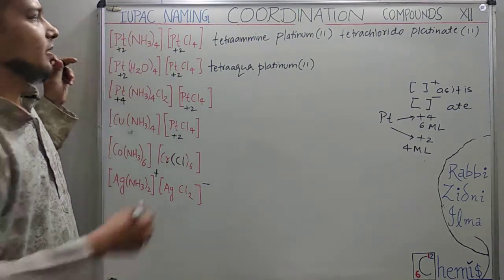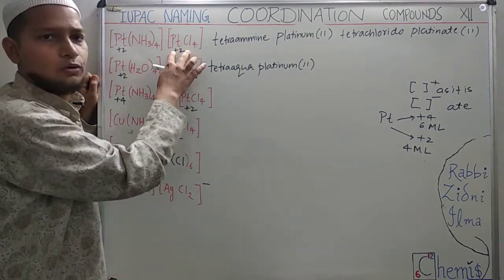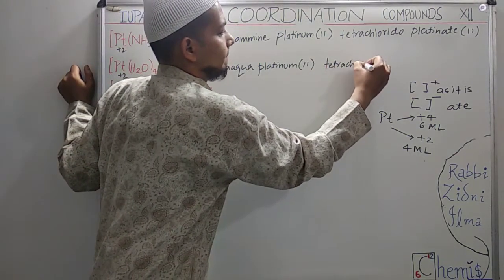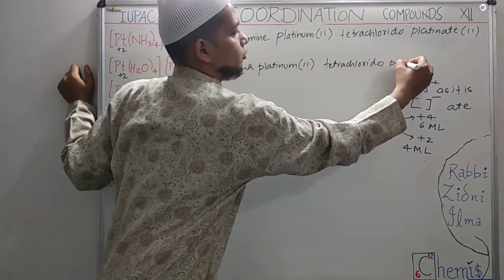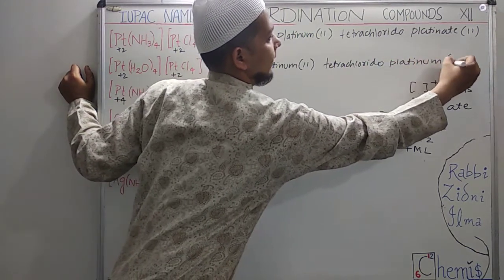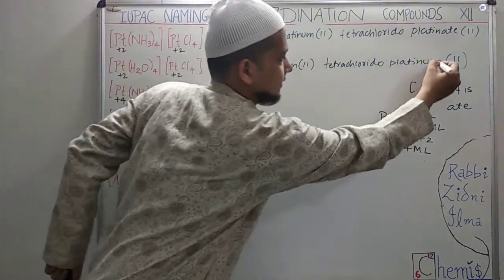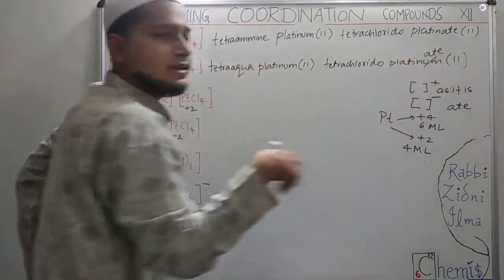Same as the above one. Look here, PtCl4. So what we will do? Tetrachlorido platinum 2, and it is done. Again, as simple as that. Sorry, platinate, not platinum. The second is "ate".